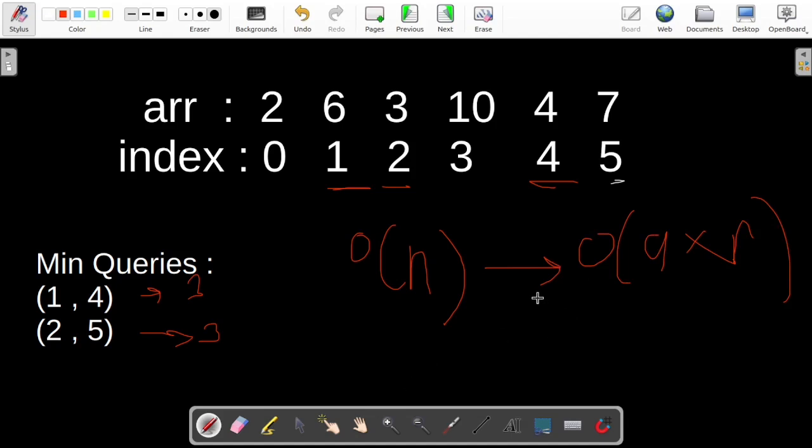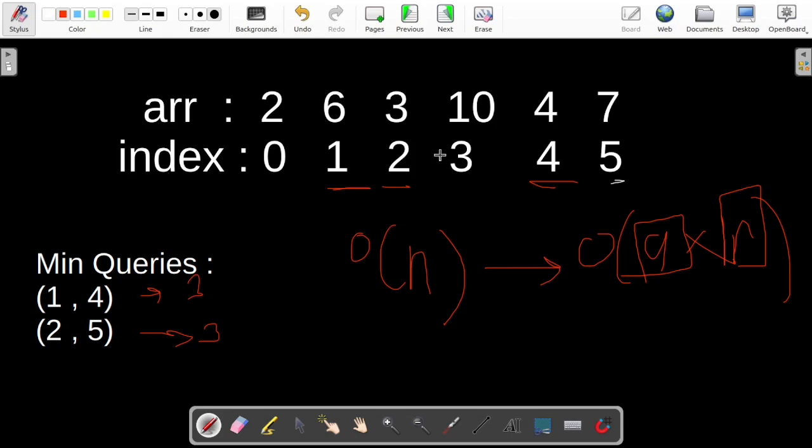Now, if you want to optimize this time complexity, if we carefully observe, we cannot optimize this factor because the number of queries will be constant. All we have to optimize is this n, that we need to find a way somehow to answer queries in less than n time. Okay.